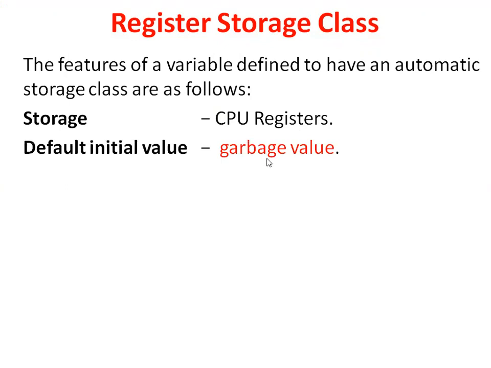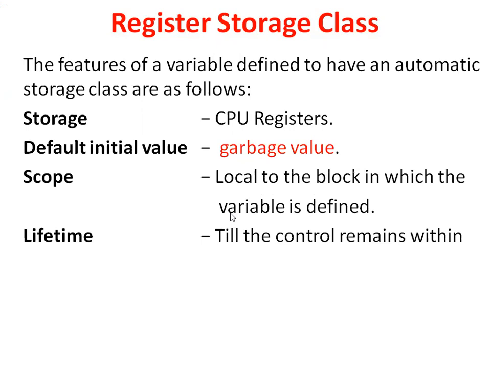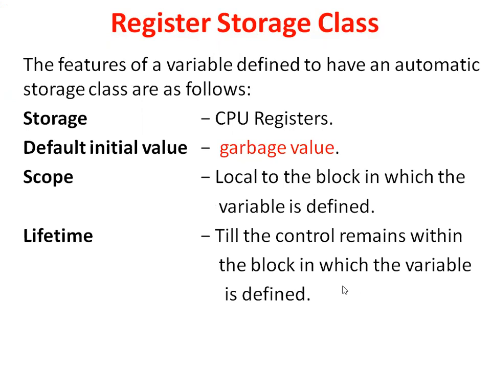Then the default initial value is the same as auto, garbage value. Then scope is local to the block in which the variable is defined. Within the block, you can access that register storage class variable. Then lifetime is till the control remains within the block in which the variable is defined. These three are the same as automatic storage class. The only change is in storage: for an automatic variable, the storage is in main memory, and for a register variable, storage is in CPU registers.